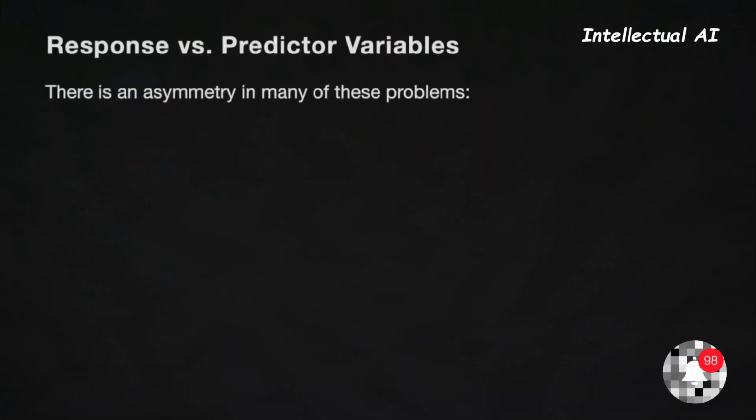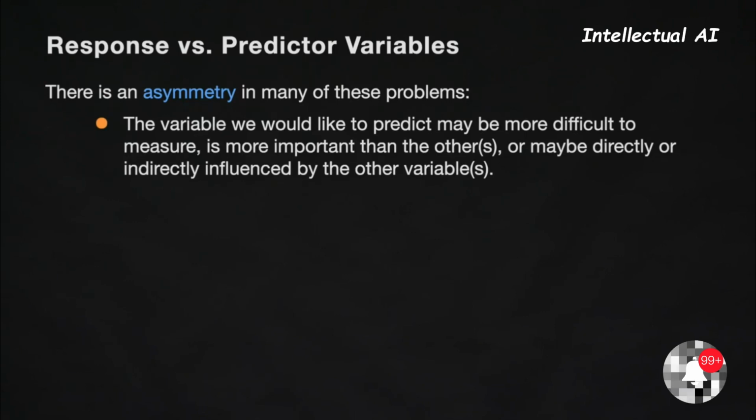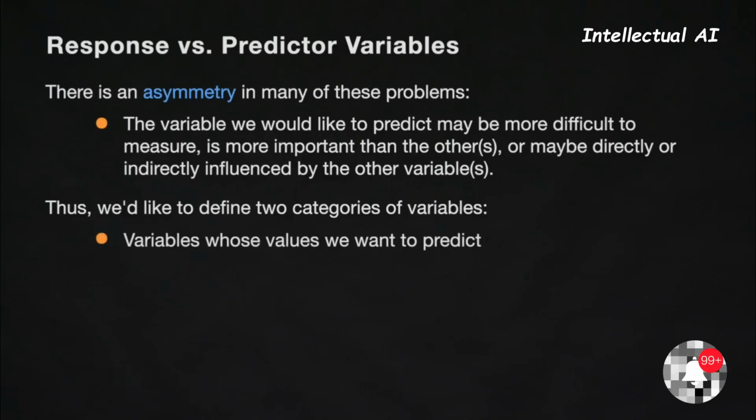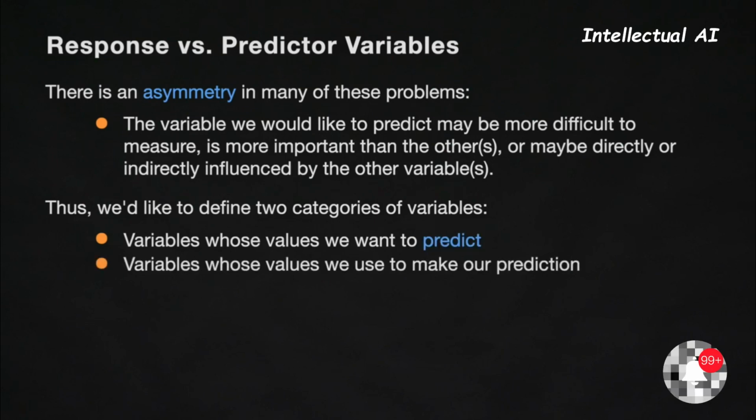Now, there's an asymmetry in many of these problems. The variable we'd like to predict may be more difficult to measure, or is more important than the others, or may be directly or indirectly influenced by other variables. For that reason, we define 2 categories of variables: variables whose values we want to predict, and variables whose values we use to make our prediction.